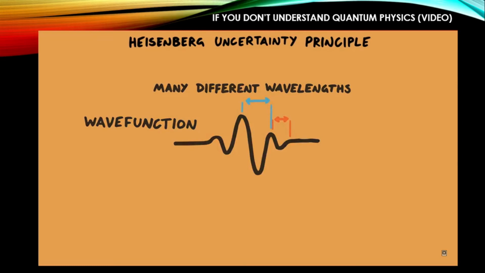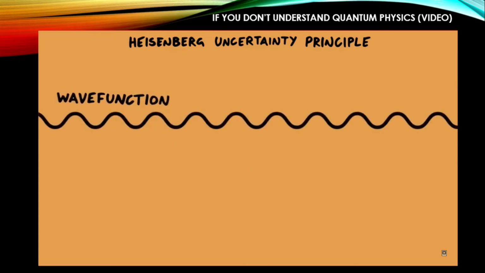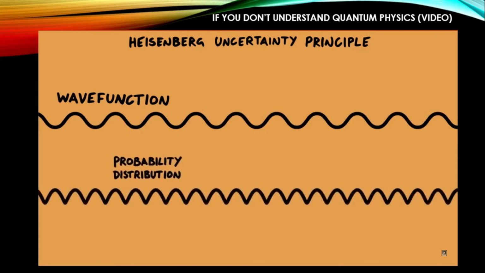Let's have a wave that only has one wavelength, so a sine wave. Now we know the momentum exactly because the wavelength has a single value. But look at the position. There's an equal probability of the electron being found anywhere in the universe.